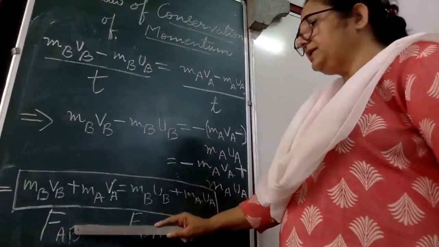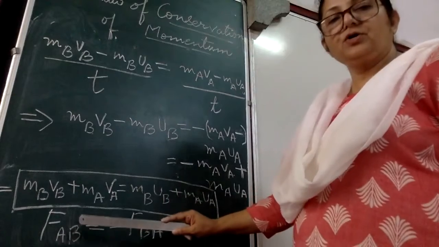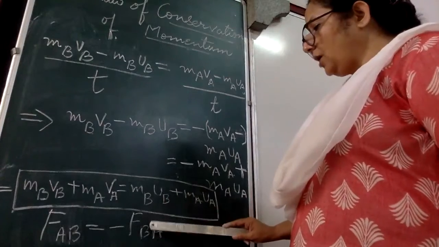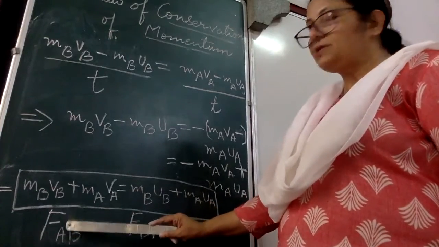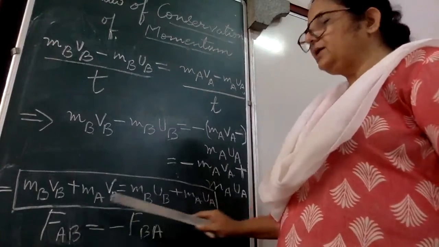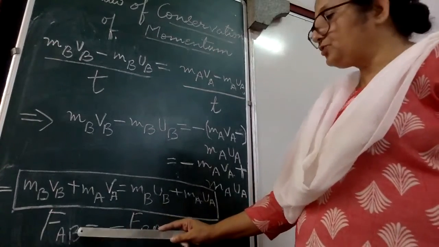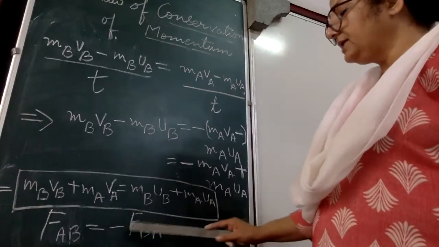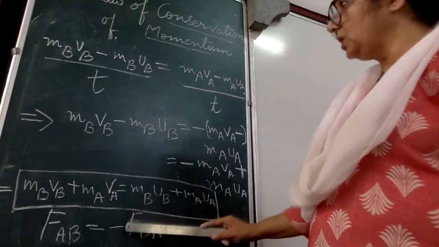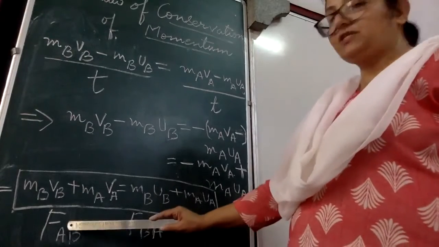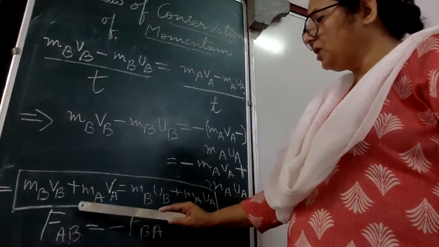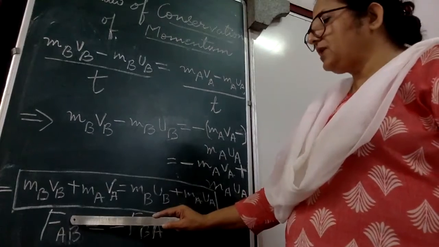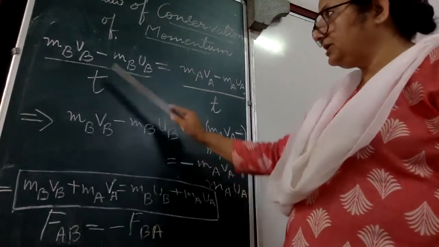children, we have seen that action and reaction according to Newton's third law of motion are equal and opposite. So the force applied by object B on A will be equal to the force applied by object A on B, but they are in opposite directions. So we can write from the third law of motion FAB, force applied by A on B, is equal to minus FBA, that is force in opposite direction, force applied by B on A. So from this equation, we substitute the force, since rate of change of momentum is a force. That is why we can replace it in this way.